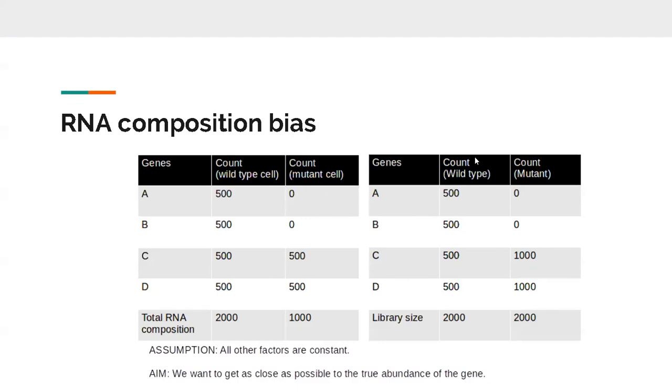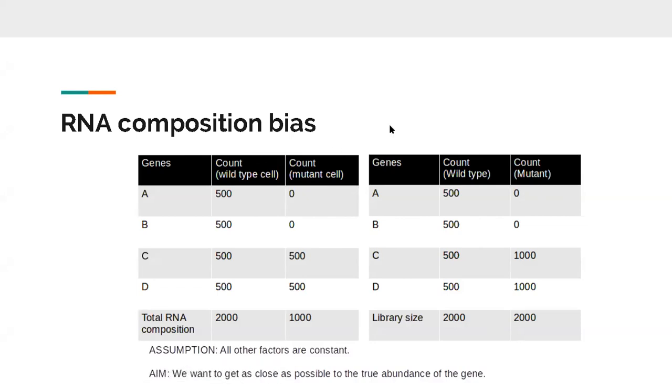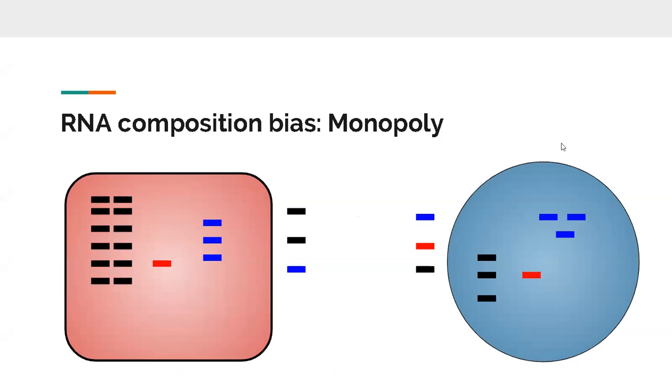I'll share with you the HR paper that we talk about. This is the example they use to make the point that this sort of thing can come from RNA composition bias, because your highly expressed genes can be monopolizing the genome. But basically what this means is what we discussed over here.